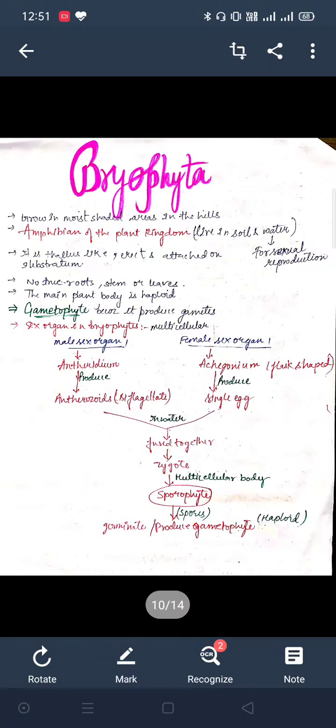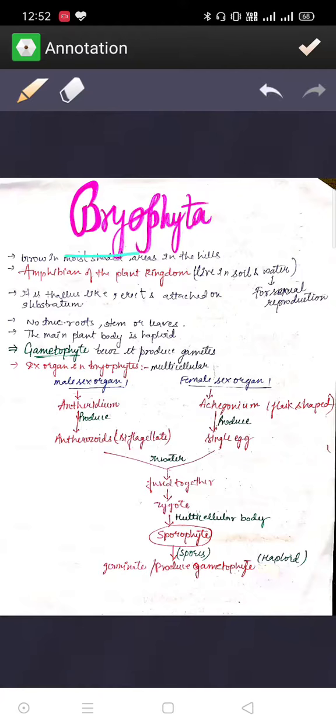It is the second member of our plant kingdom, or we can say the second phylum of our plant kingdom, named Bryophyta or bryophyte. It also has some basic characteristics: it grows in moist, shaded areas in the hills, and it is also known as the amphibian of the plant kingdom because it lives in soil and water. Soil is for attachment and survival, but for reproduction it depends on water. For sexual reproduction it depends on water, so it is called the amphibian of the plants.